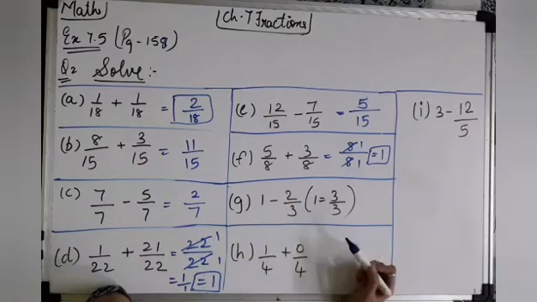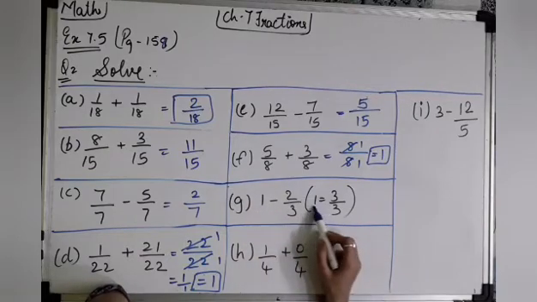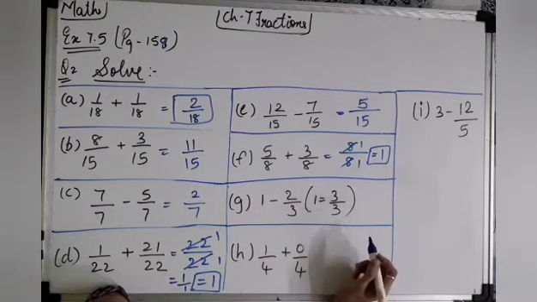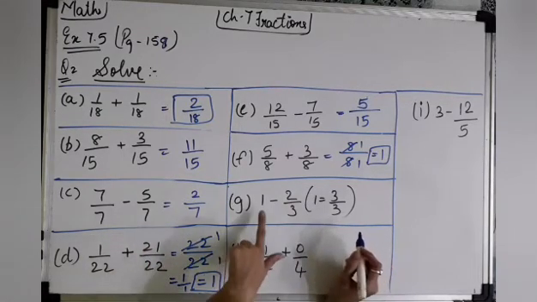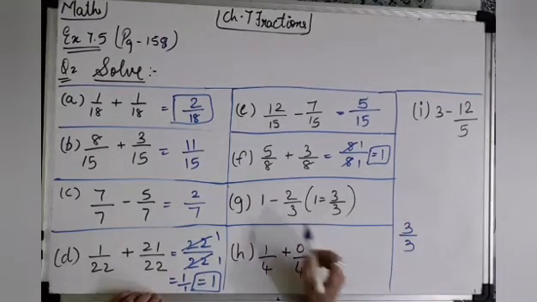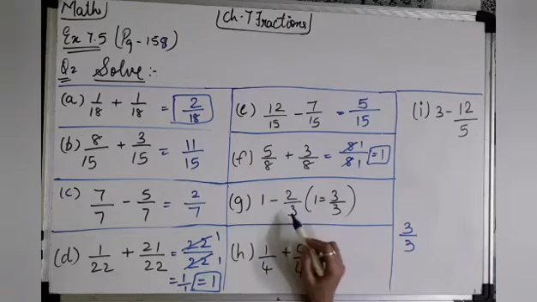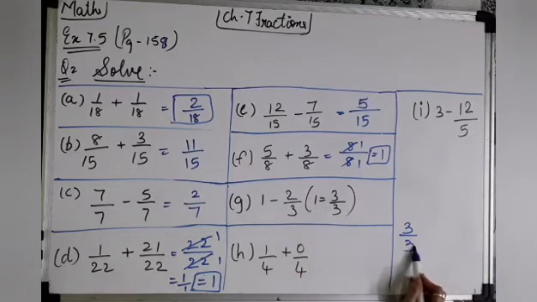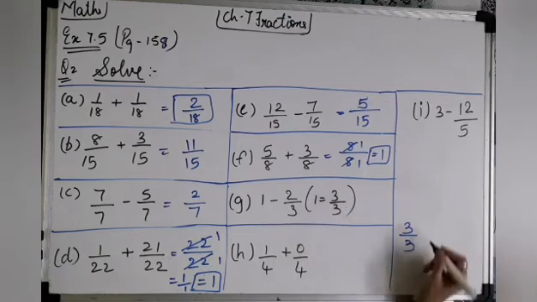Now in G, what is written? 1 minus 2 upon 3. Here they have written in the bracket 1 is equals to 3 upon 3. If we can write 22 upon 22 is equals to 1, so we can write 1 is equals to 3 upon 3. It always depends on the other fraction. See, here it is written 3, so we have to divide into 3 parts. Right? So 1 equals to 3 upon 3.